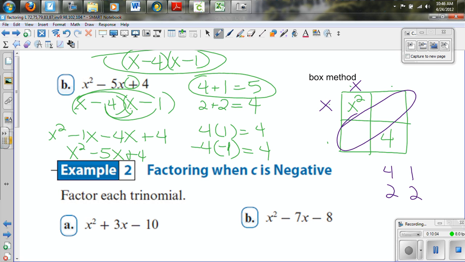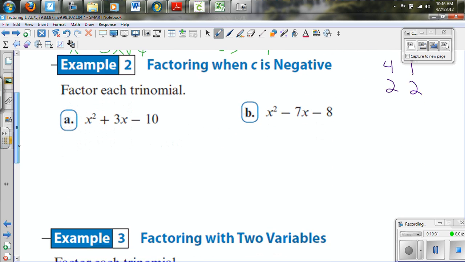So if we put a 4 in here and a 1 in here, that would be a 4x and a 1x. And that's correct because that would give us 5x. And then we know that these have to be both negative because we want a positive 4 here, but we want these to be negative because we want that middle term to be negative. So then we know that this is x minus 1 and x minus 4.